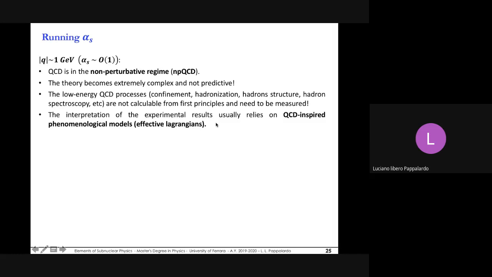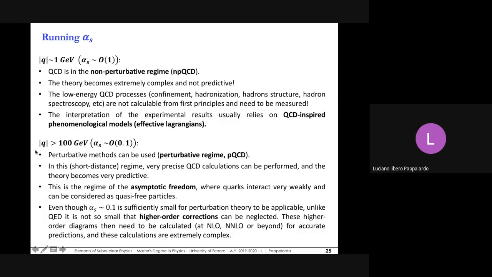On the other hand, if you now work at high energy, at high momentum transfer, so above 100 GeV, the value of alpha strong is now quite small, of order 10%, 0.1. In this case, perturbative methods can be used, and this is in fact called the perturbative regime of QCD, pQCD. In this short distance regime, very precise QCD calculations can be performed, and the theory becomes very predictive. This is the regime of asymptotic freedom, as we have seen before, where quarks interact very weakly and can be considered as quasi-free particles.